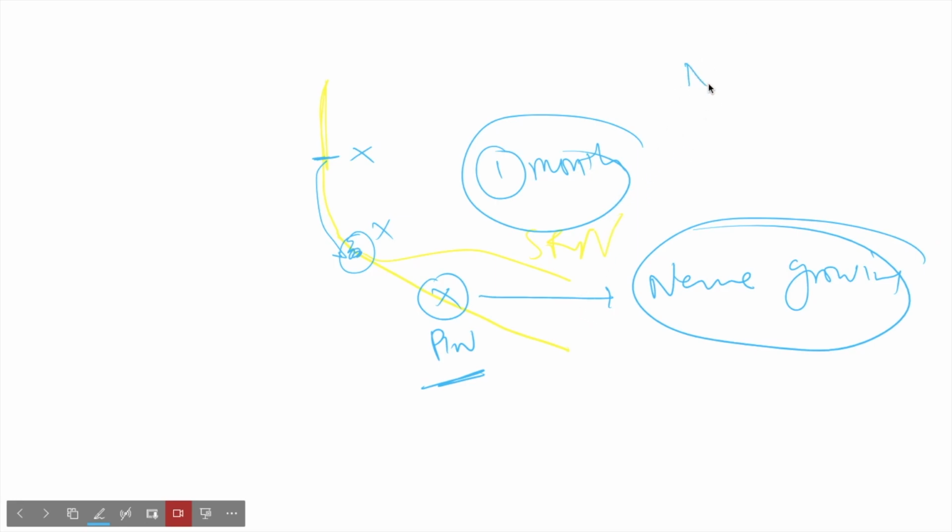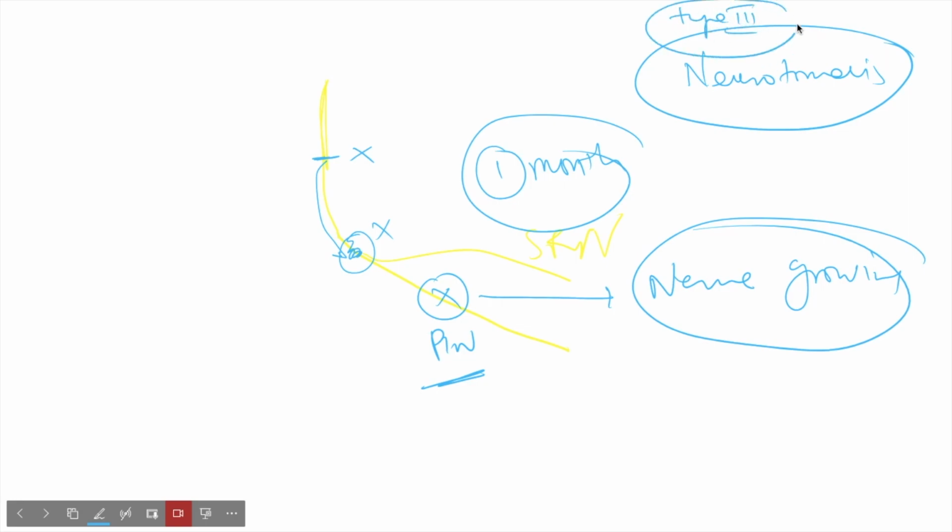So now let us see neurotmesis. What happens in neurotmesis? That is complete transection of the nerve. So this is Seddon's classification type 3, right? In type 3 you have a complete transection of the nerve.